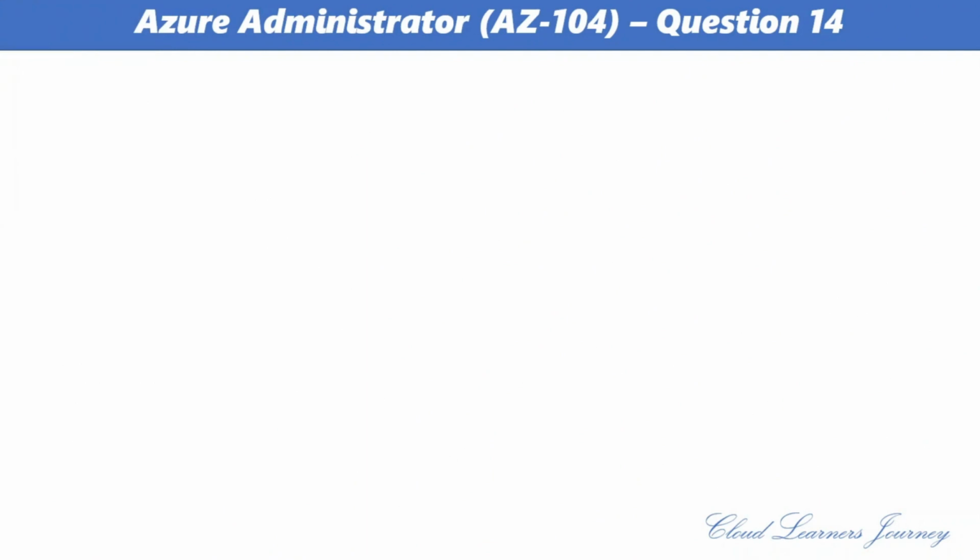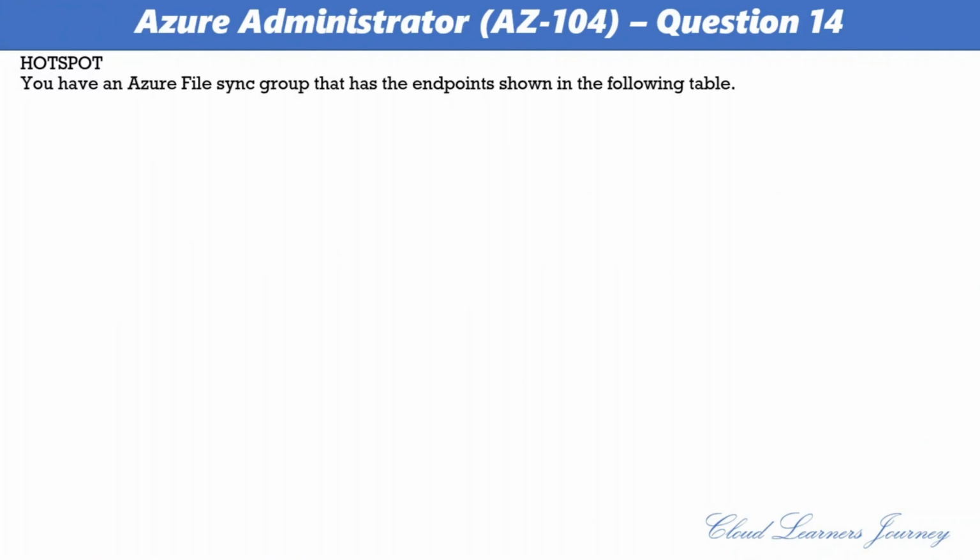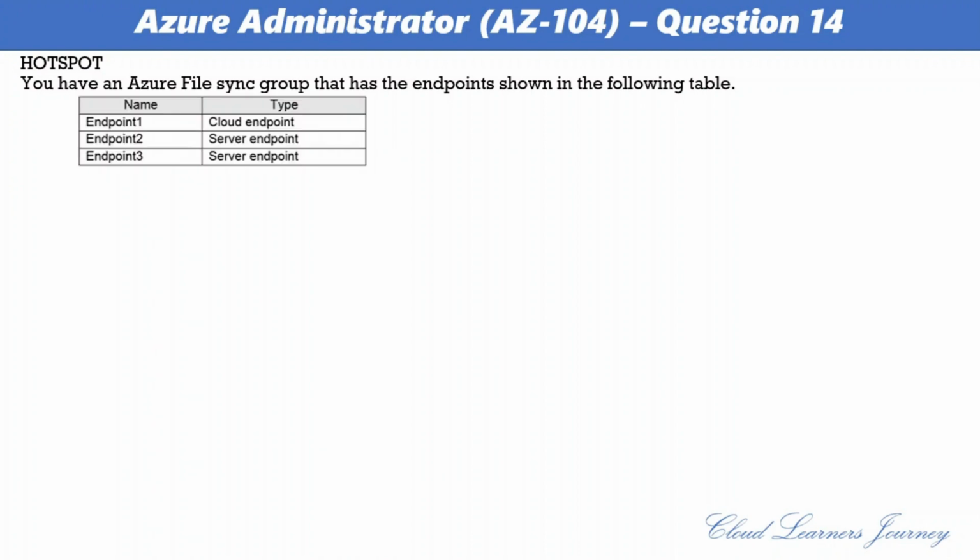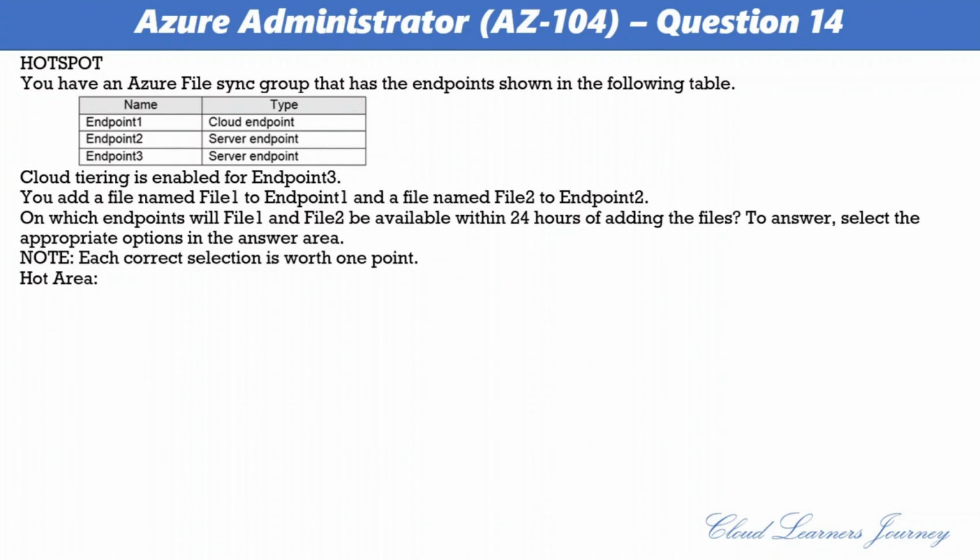Next, question number 14. You have an Azure file sync group that has the endpoints shown in the following table. Endpoint 1, 2, and 3 respectively. Cloud tiering is enabled for endpoint 3. You add a file named file1 to endpoint 1 and a file named file2 to endpoint 2. On which endpoints will file 1 and file 2 be available within 24 hours of adding the files? To answer, select the appropriate options in the answer area.